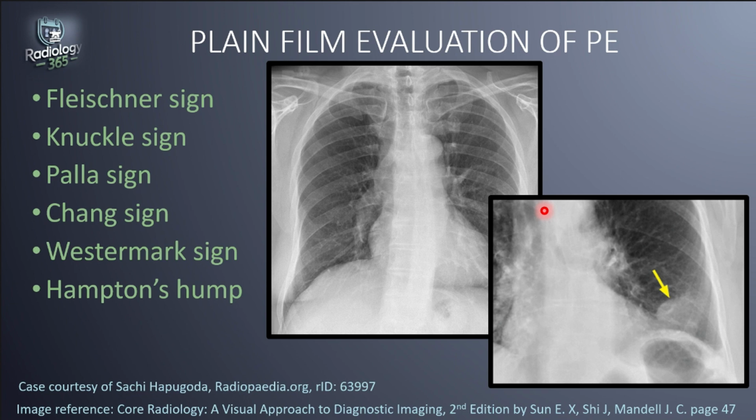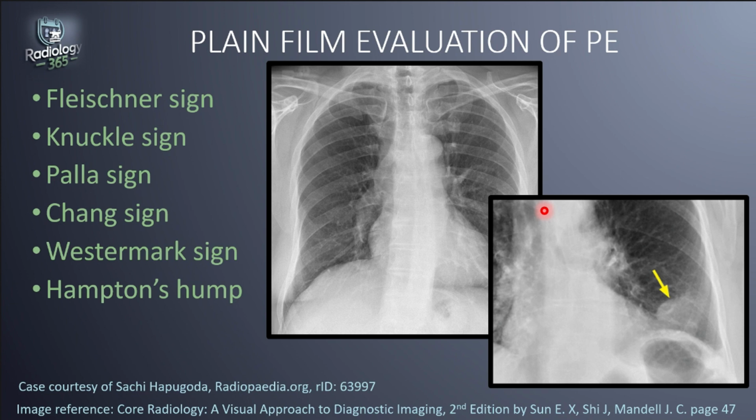This is well correlated to what we call the knuckle sign, which is an abrupt cutoff or tapering of the main pulmonary artery as a result of a clot. However, this is better seen on CT than on plain radiographs. Then the Palla sign is similar to the Fleischner sign, but while the Fleischner sign is looking at the main pulmonary arteries being dilated, the Palla sign is looking at the right descending pulmonary artery being dilated. If you see that on plain radiograph, that's the Palla sign. And if you have an abrupt cutoff of this right descending pulmonary artery, we call that the Chang sign.